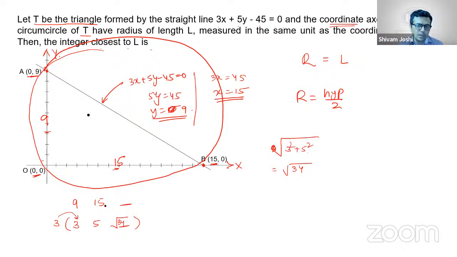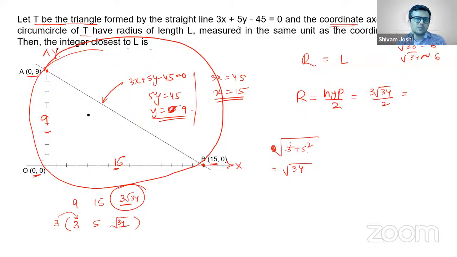This is what we have done today. 3 times 34 under root. So this is my hypotenuse. And inradius is 3 times 34 under root upon 2. Now root 34 is how much? Approximately 6. We know that root 36 is 6. So root 34 is approximately 6.